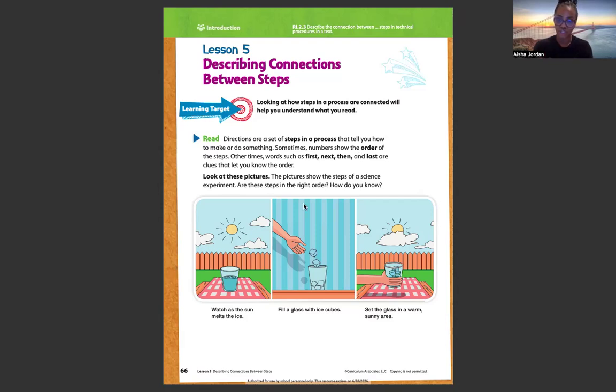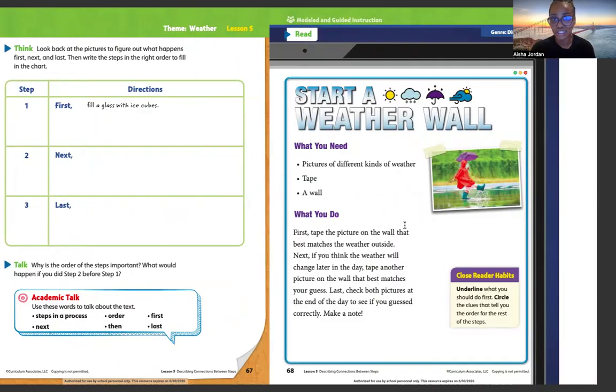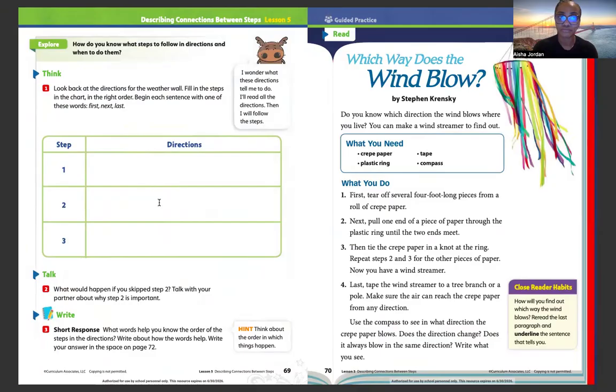But if you don't get to do that and you're doing this first, go back to 66 and look at the pictures. How do we sequence them? Are they in sequence? Are they not? If they are, how do you know? If they're not, what should be the order? Then you're going to write them in the order. Think about why it's important that steps are in order. Then you're going to read Start a Weather Wall on page 68. And then you're going to complete the steps for that by looking back in the text and seeing when things happen in order. And then you're going to think about the short response at the bottom. What words help you know the order of steps in the directions?